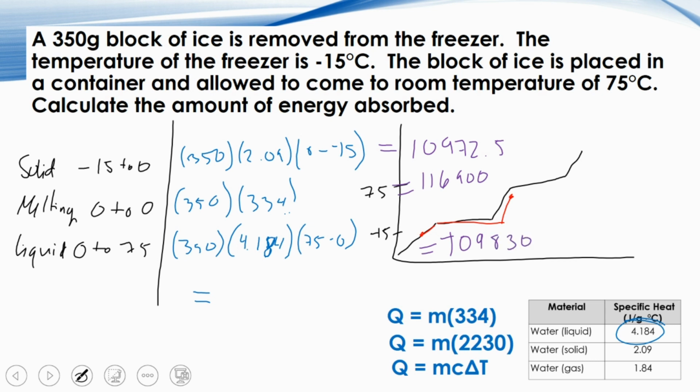109,830. So when we add up all of our values, we would expect to see a positive answer because this is an endothermic process, right? So our final answer comes out to be 237,702.5, and that is in joules. So the amount of energy that was absorbed by this 350-gram block of ice once it was removed from the freezer and allowed to increase all the way to 75 degrees Celsius was 237,702.5 joules.